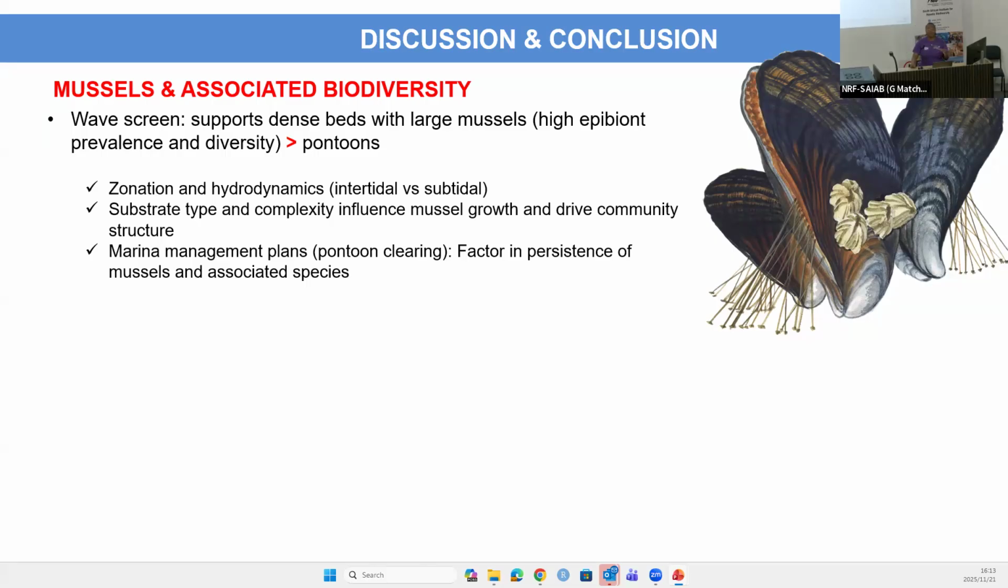So it was also important to see that the wave screens, which are more complex compared to the pontoons, are where you're seeing the success of mussel growth, and the success of other species colonizing those areas. Another important thing is that the management plans in place within harbors and marinas also factor into the biodiversity that exists in these environments. For instance, on the pontoons, we had the issue of the clearing of the mussels. So there's regular clearing of the mussels, which makes sense why we're finding lower mussel bed densities as well as small sizes, which contributed to the low diversity that we're seeing within the sites.